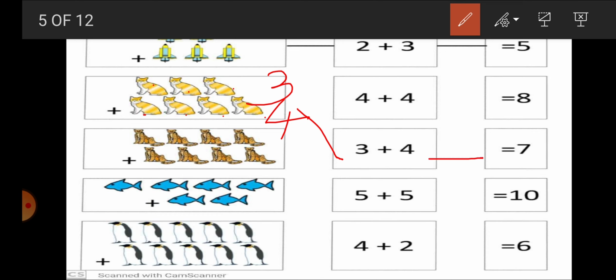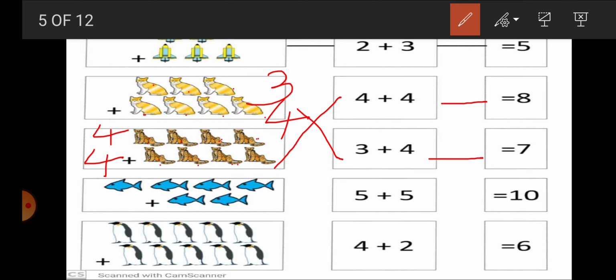Okay. Next is 1, 2, 3, 4. Means 4. 4 plus 1, 2, 3 and 4. 4 plus 4. Find it out where it is. I know you can do it easily, my dear. Yes, here it is, 4 plus 4. What will be the answer? 1, 2, 3, 4, 5, 6, 7 and 8.